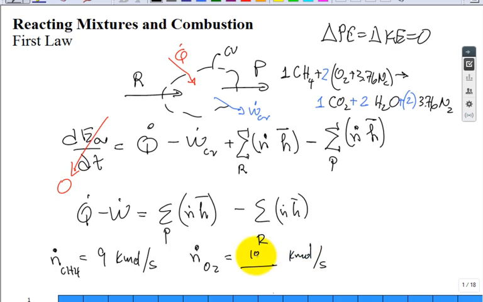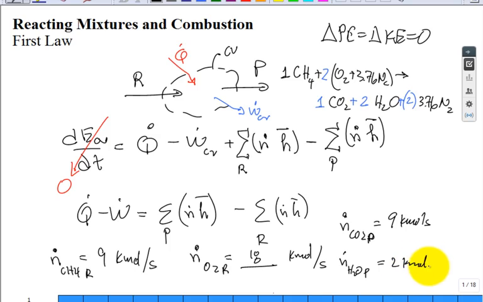Excellent. All right, and then you could come over here and ask, what is the molar flow rate of CO2 going out in the products? This is a reactant. In the products, put a P for the CO2. How many? It would be 9 kilomoles per second. And then for the water, the number of moles of water vapor going out in the products would be 2 kilomoles per second.